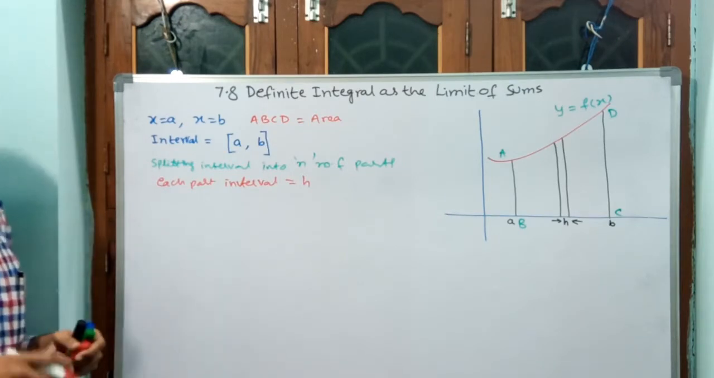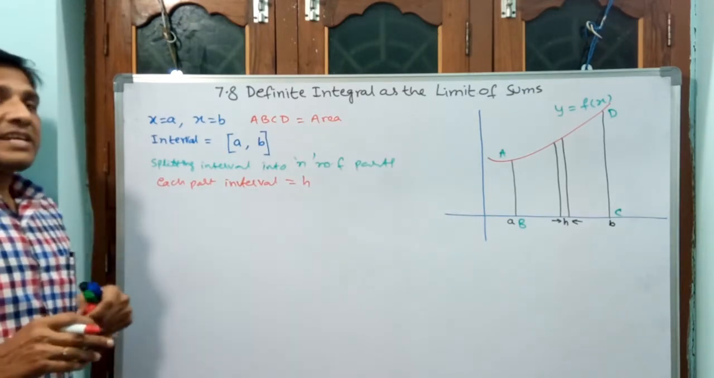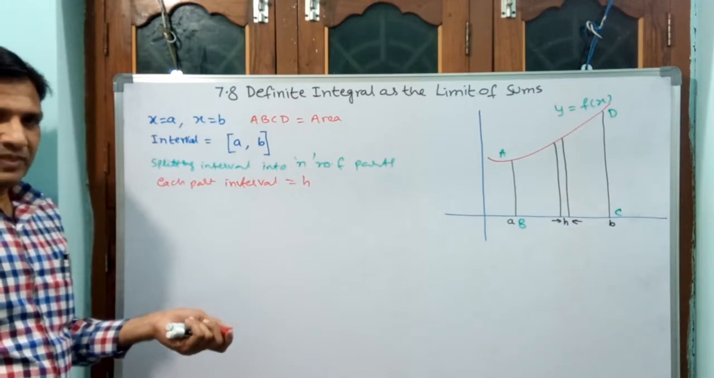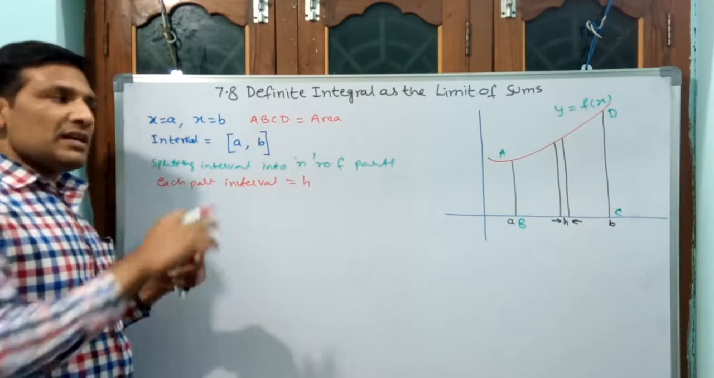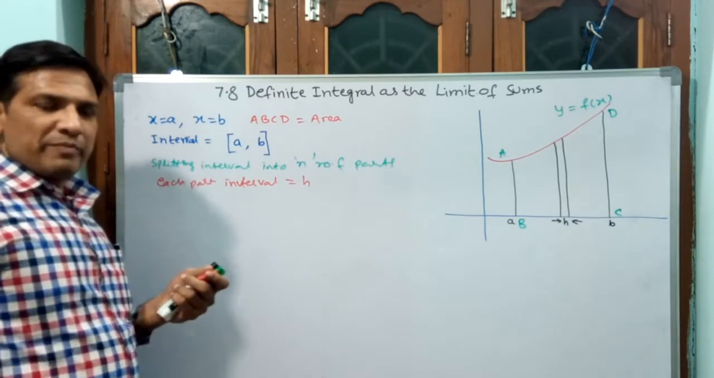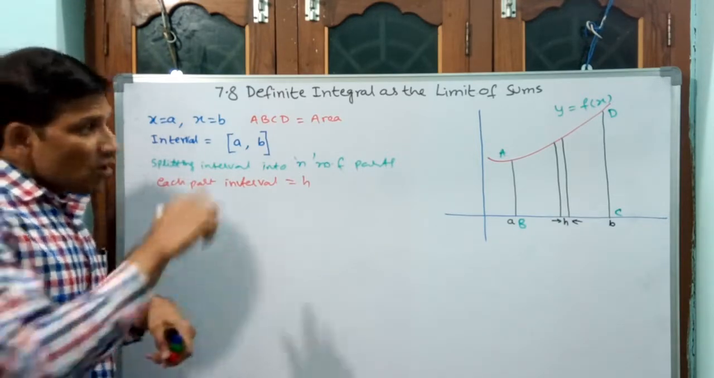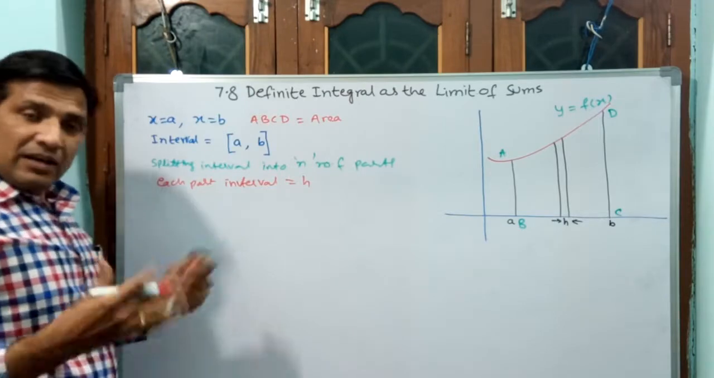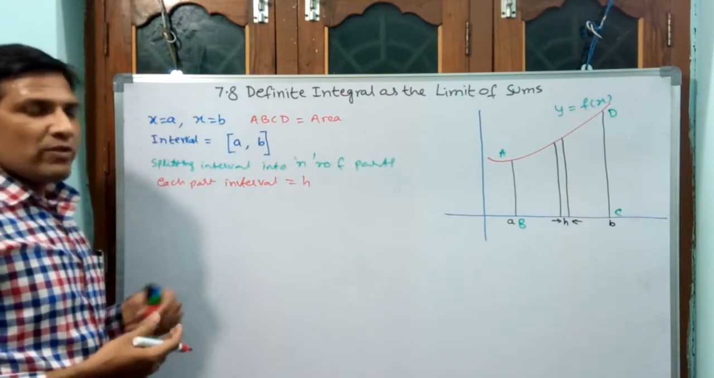Okay, now concept. If it is a straight line, then we did not discuss that area, and all we know very well. That will be like rectangle, square, whatever it may be. But that we are not learning here. Different profile, curve profile we have taken. That is why we are discussing here.